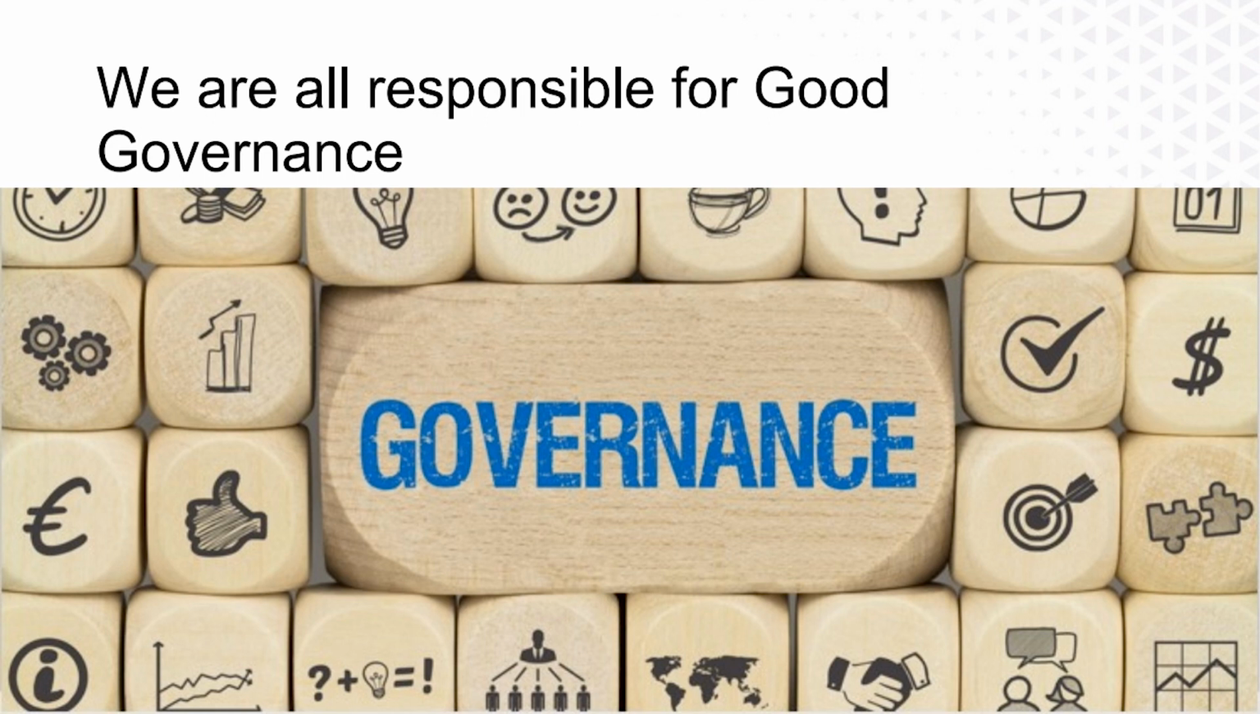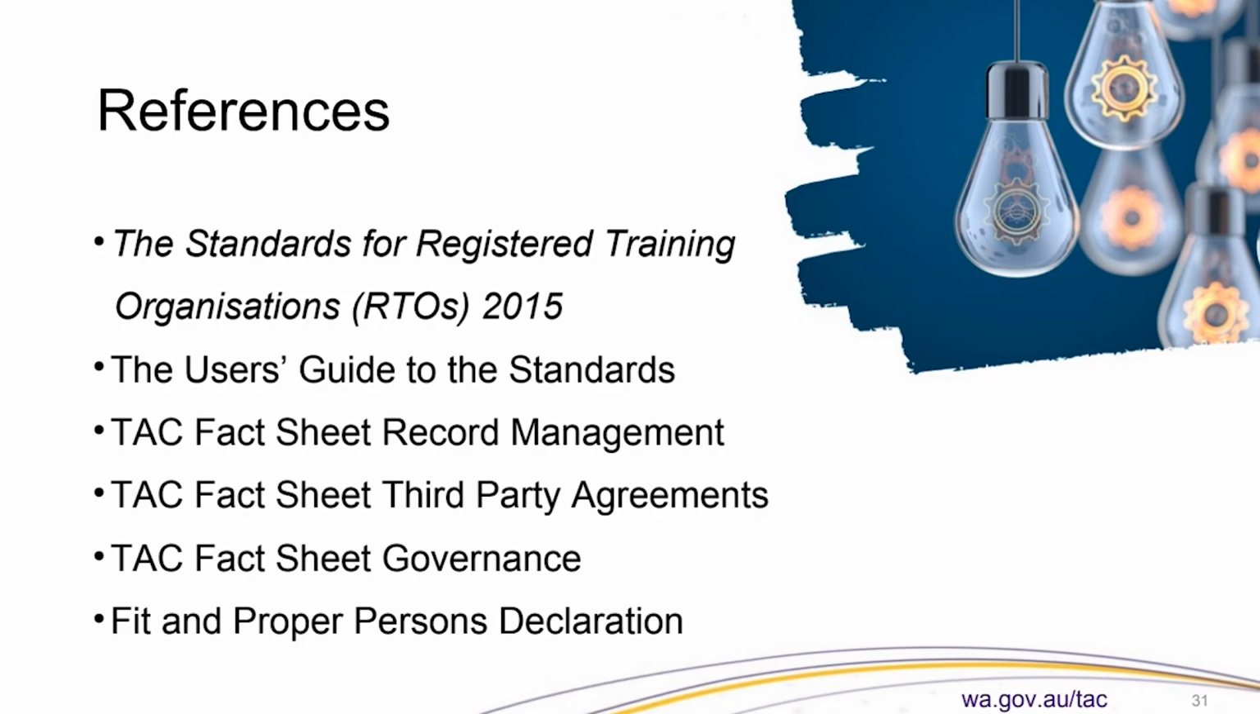In putting our session together today, we've used a number of references, and these are all available for you as well. So obviously we've used the Standards for Registered Training Organisations 2015 and the TAC Users Guide to those standards. We have used a number of fact sheets from TAC, their records management fact sheet, their third-party arrangement fact sheet, and the governance fact sheet. And we also have information available for you in the fit and proper persons declaration. So while we have touched on lots of concepts today, it's when you go back to these other documents that you'll find some more detailed information that we hope you're able to use to think about how governance might be strengthened in your organisation, and as a consequence of that, the quality of the outcomes for our VET sector improved.